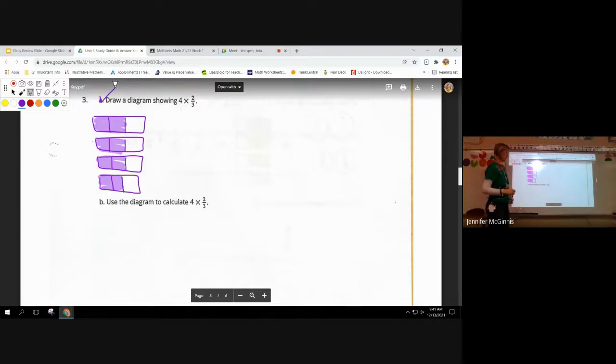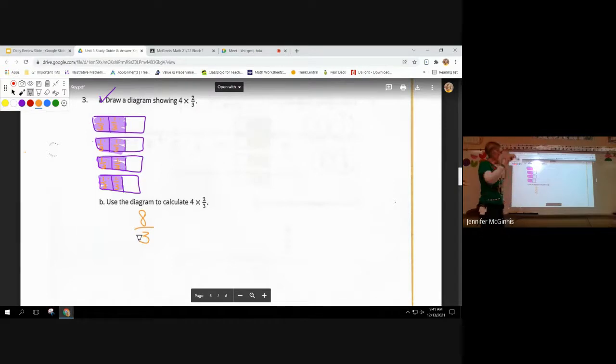Use the diagram to calculate 4 times 2/3, Riley. It would be 8/3. How do you know? Because if you use the diagram and you add all those together, it'll get you 8/3. Each one of these little boxes is 1/3, right? So 1/3, 2/3, 3/3, 4/3, 5/3, 6/3, 7/3, 8/3. Is that what you're saying? Yep. Who agrees with Riley?